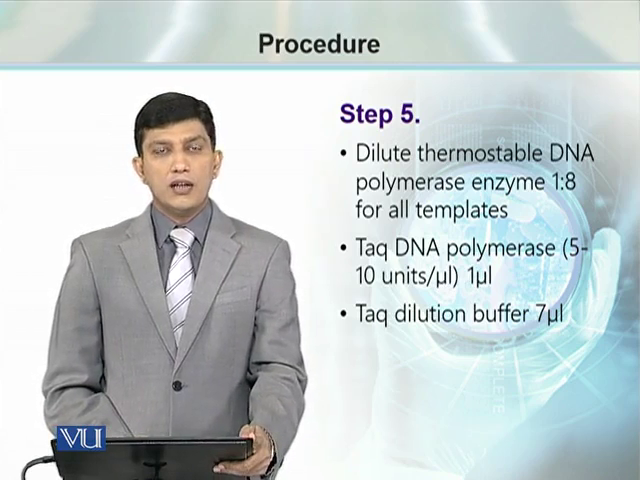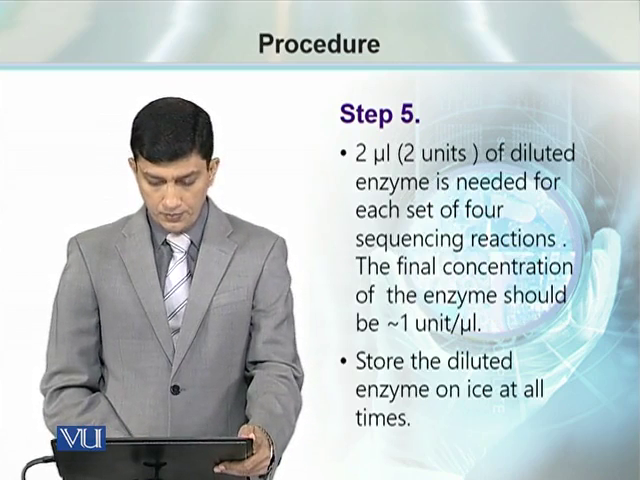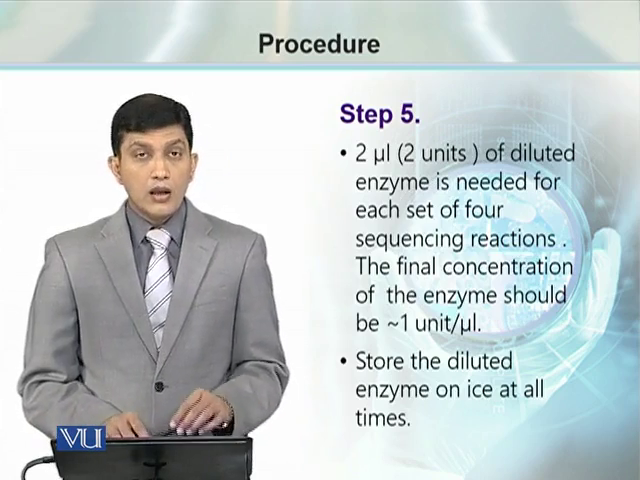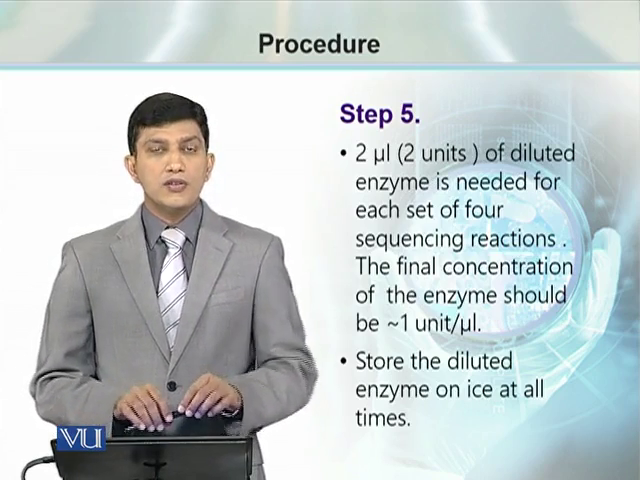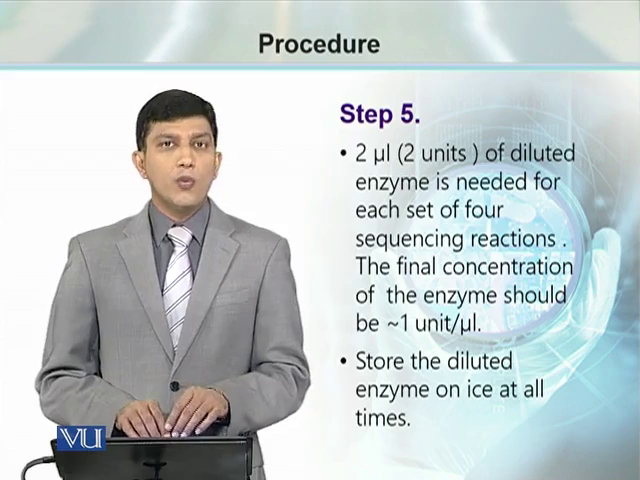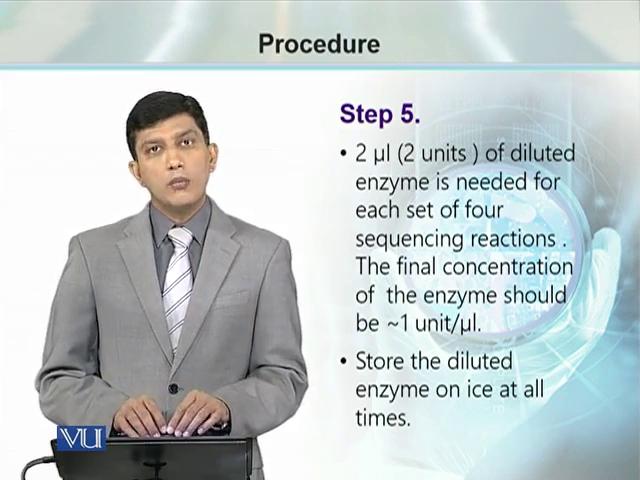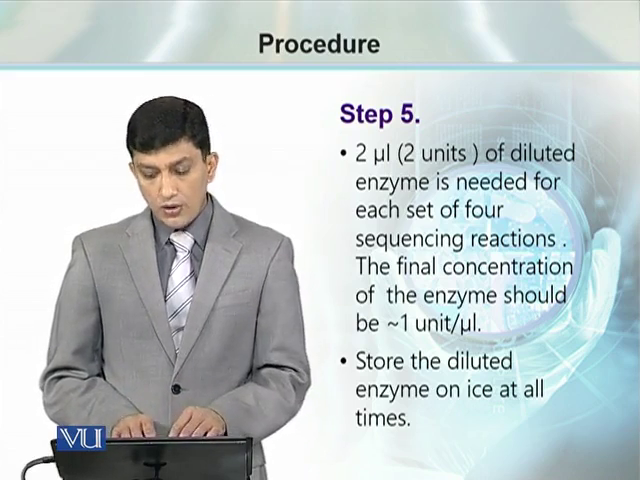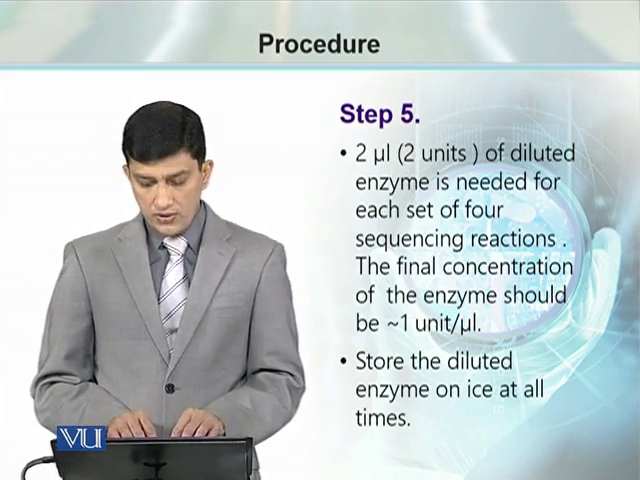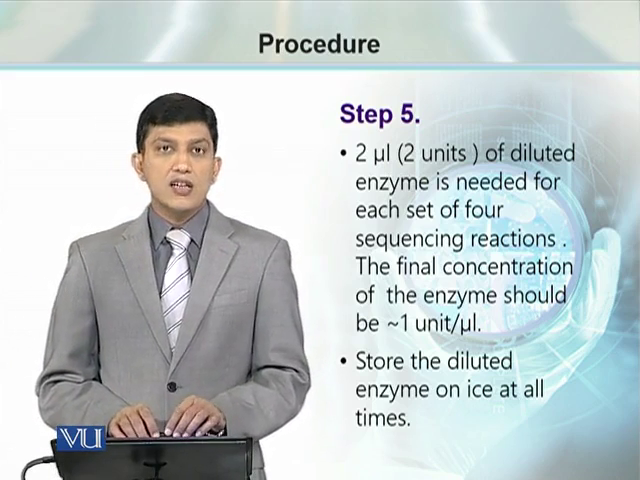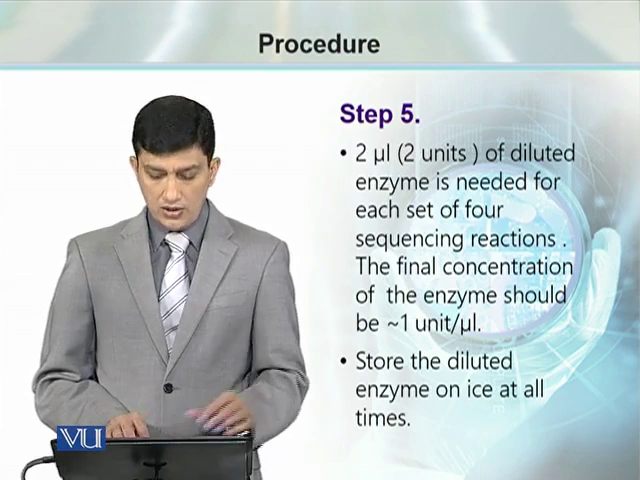the dilution buffer. Now the concentration of this diluted enzyme is going to be 1 unit in 1 microliter. We need 2 microliter of this diluted enzyme for each set of 4 sequencing reactions.